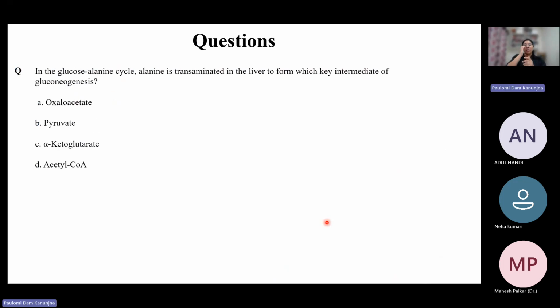All right, the next one. In the glucose-alanine cycle, which is the muscle shuttle that we have looked into, alanine is transaminated in the liver to form which key intermediate of gluconeogenesis? So what happens when your alanine is entering the liver again? What reaction is taking place and what is forming? Which intermediate forms? Okay. Anyone else?